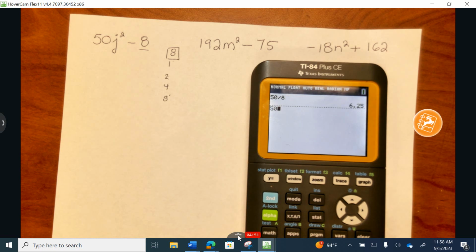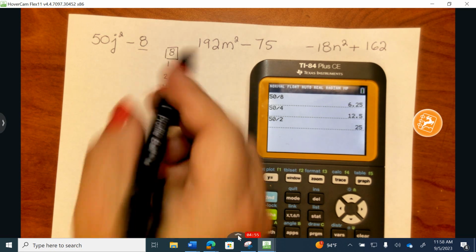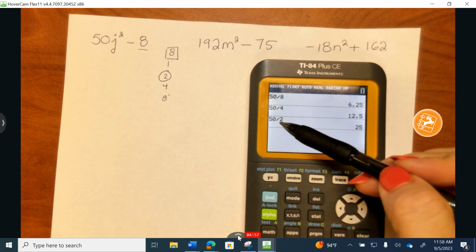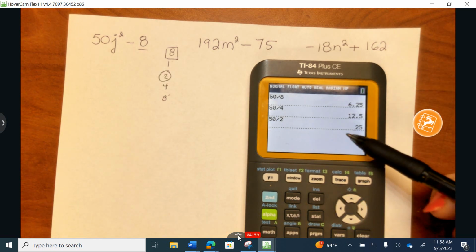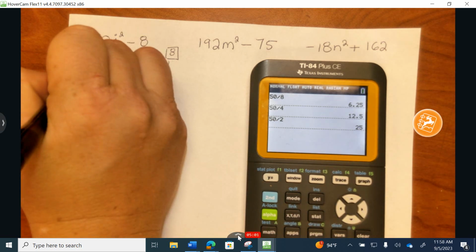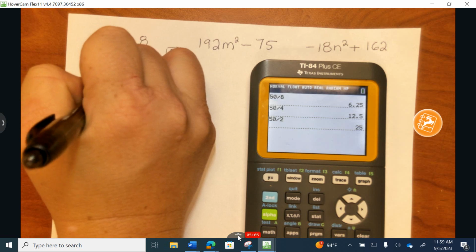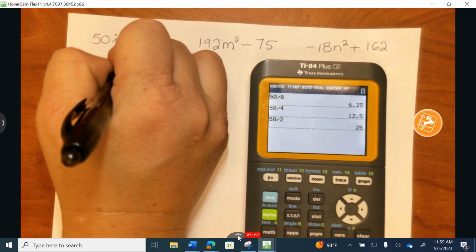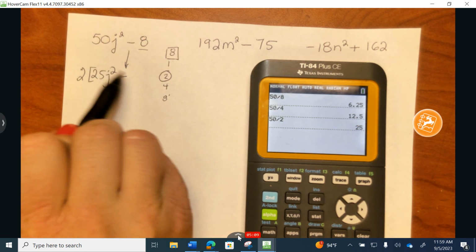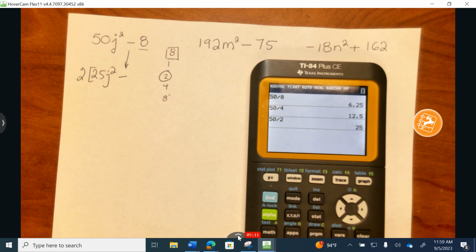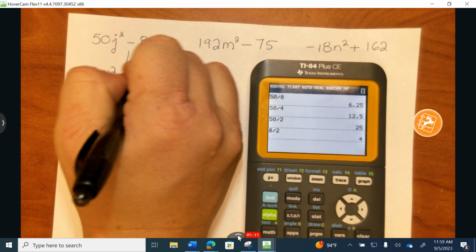Nope, doesn't work. Nope, doesn't work. Okay, 2 is the first number to work, so I was able to factor out a 2 and I ended up with 25. So I can factor out a 2, and I end up with 25j squared, bring down the subtraction sign. And now 2 times what is 8? And if you're not great with number sense, take 8 divided by 2 to get 4.